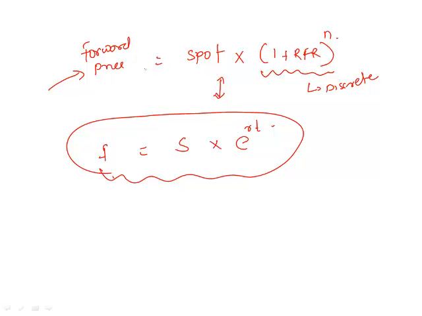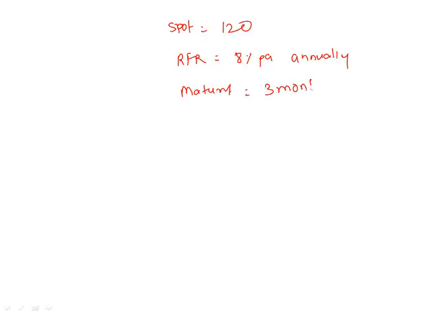Let us say we have an asset which has a spot price today of 120. Risk-free rate of return is 8% per annum, compounded annually. We have a forward contract with maturity of 3 months. Find out what should be the theoretical no arbitrage future price.